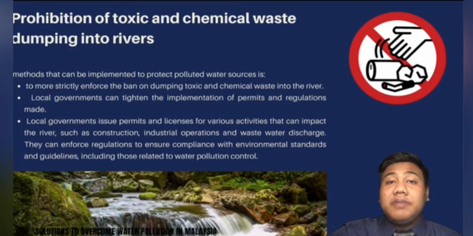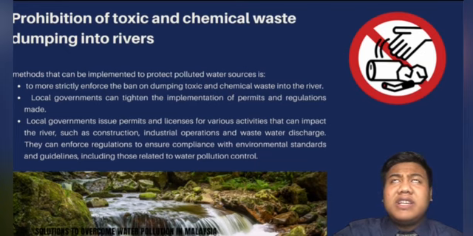Firstly, among the methods that can be implemented to protect polluted water sources is to more strictly enforce the ban on dumping toxic and chemical waste into the river. We all know that in Malaysia, this ban has existed for a long time, but it is ignored by responsible parties who continue to dump toxic and chemical waste into the river near their factory area. Therefore, the authorities, especially the local government, have to play a big role in enforcing this ban.